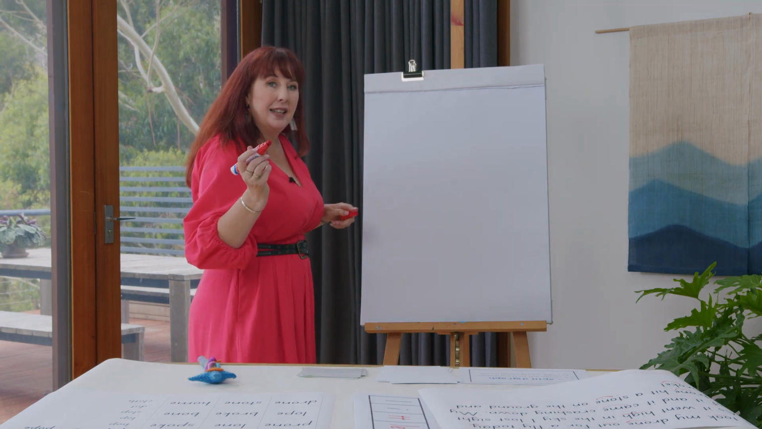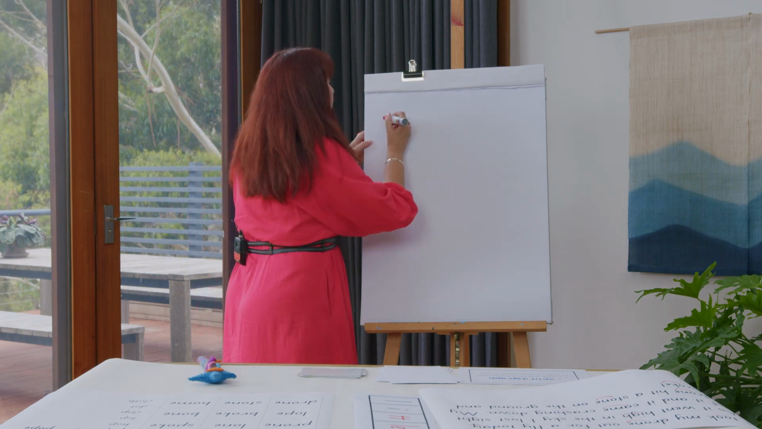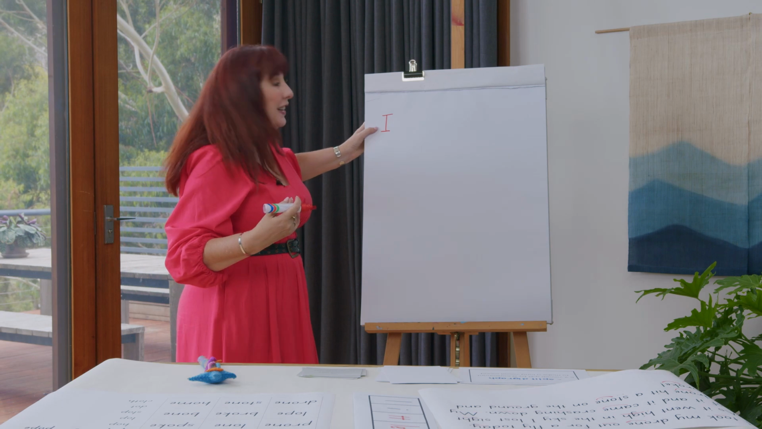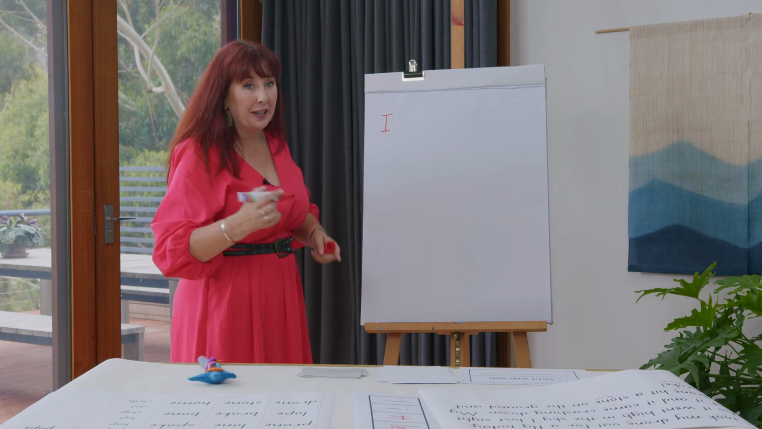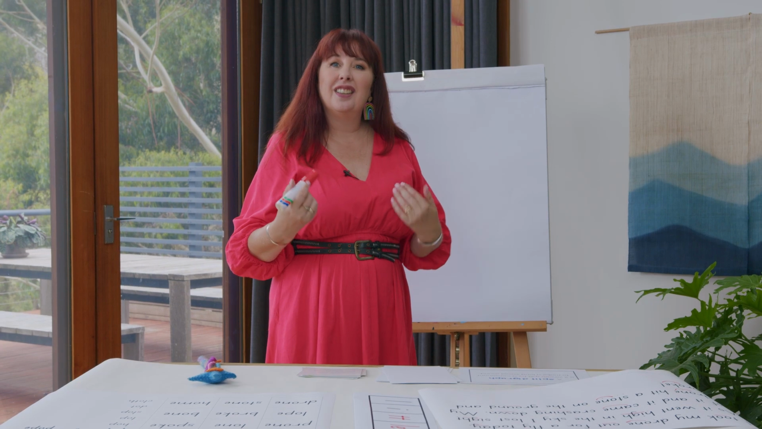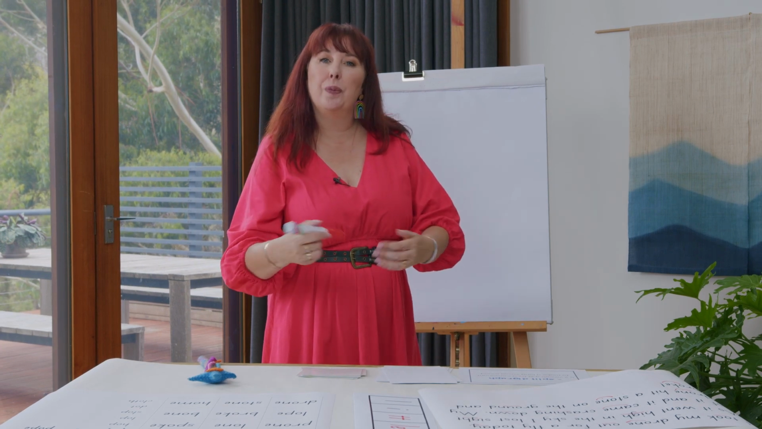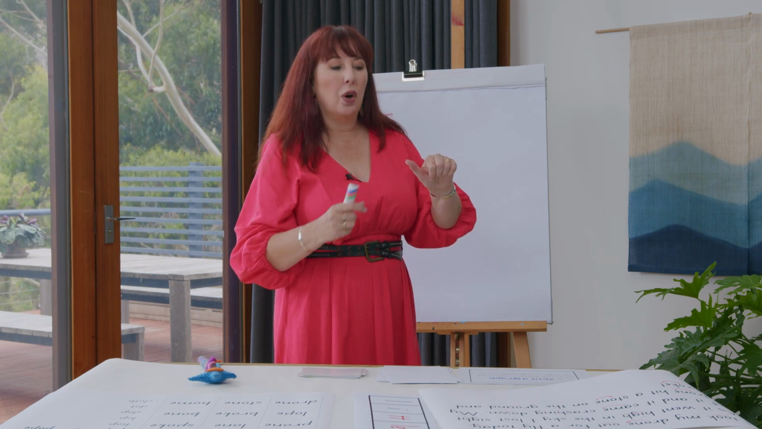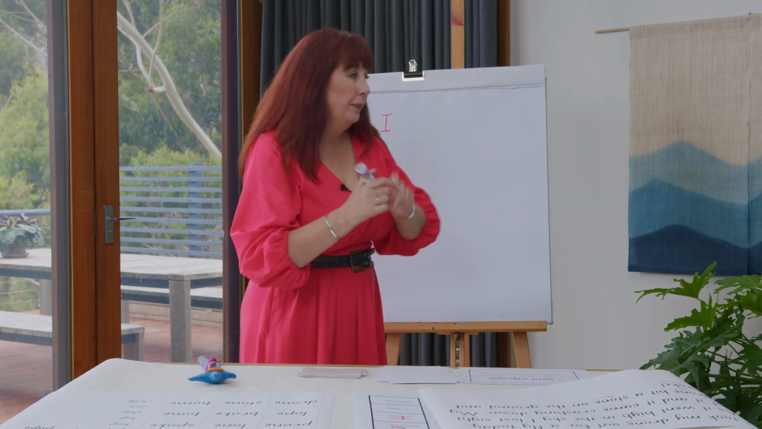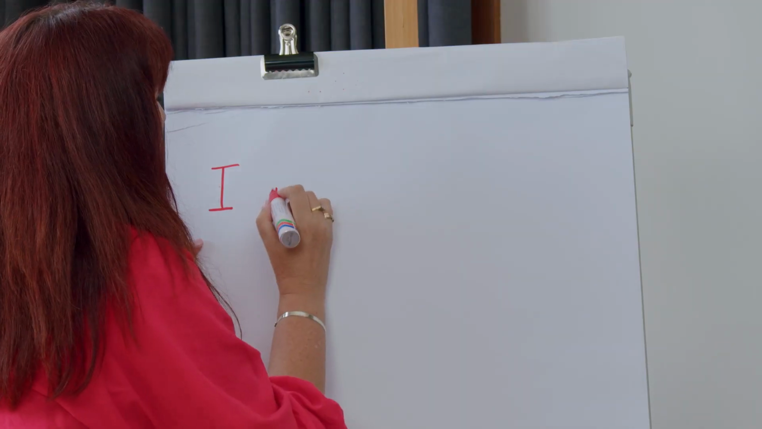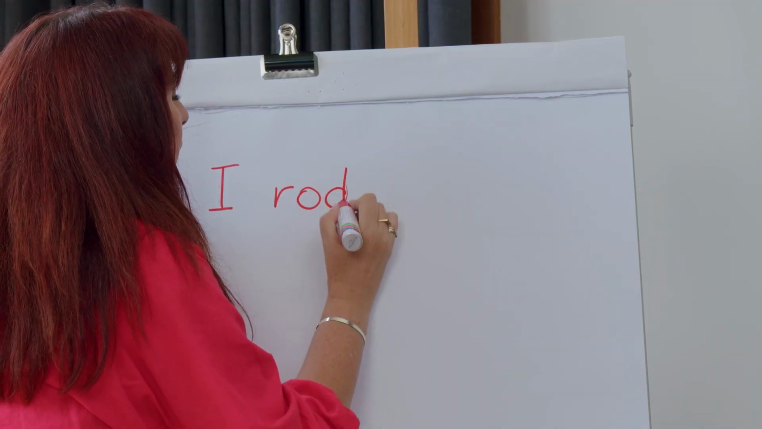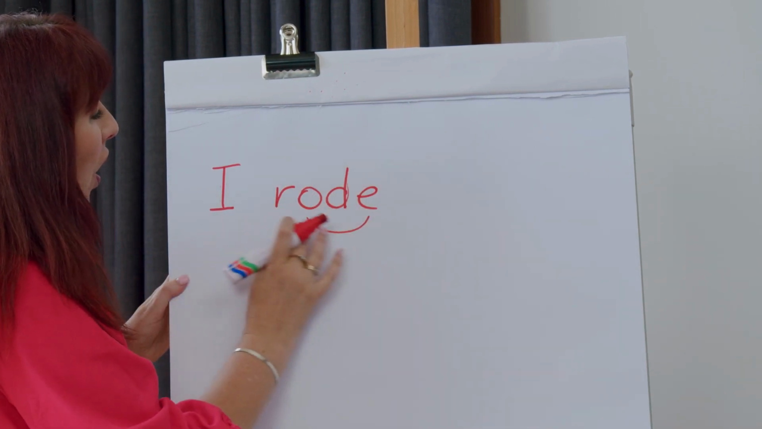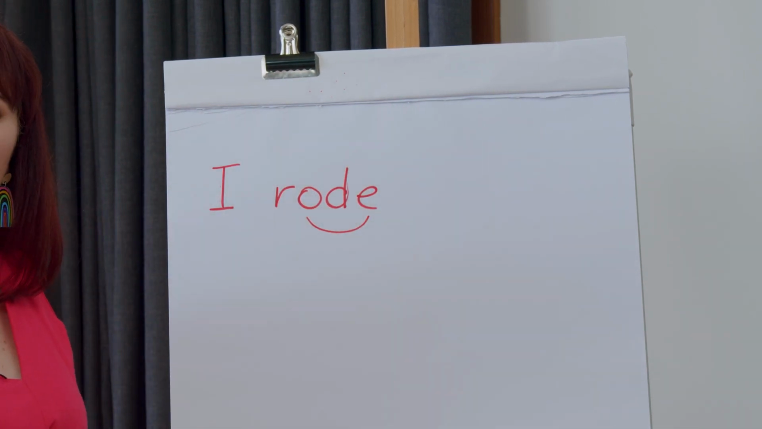When we start a sentence, we always need a capital letter. And when we write I, meaning me, we always need a capital letter. So two jobs. Fantastic. What did I do? I rode home. Can you say those words? I rode home. Let's sound out rode. R-o-d. We need the E, otherwise it says rod. I rode. Where did I ride? Home.